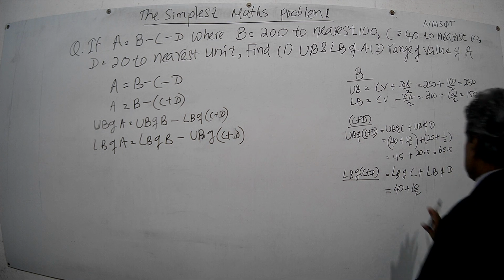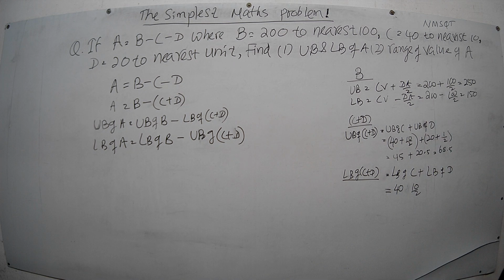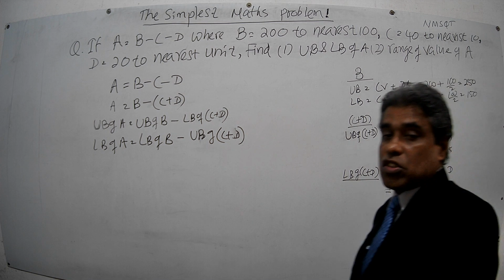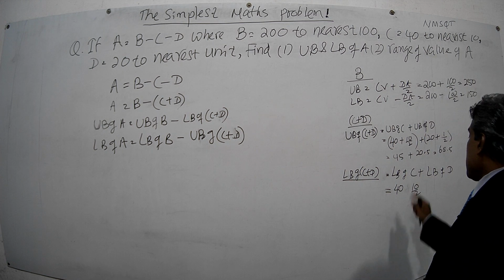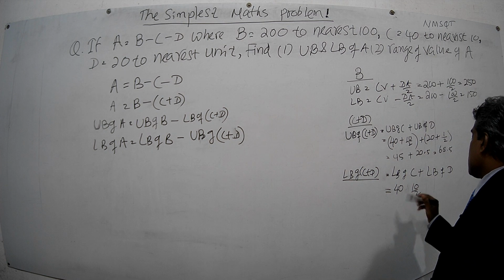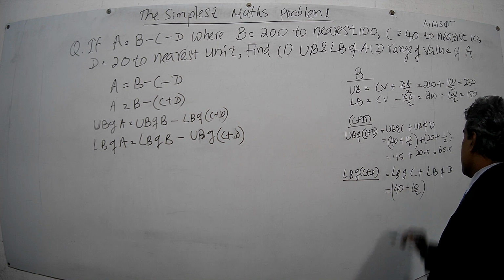I'm sorry, here there's a mistake. The lower bound of C means the correct answer. The formula to find the lower bound is the corrected value minus the degree of accuracy over 2. Then 40 is the corrected value, minus 10 over 2, with a degree of accuracy of 10.